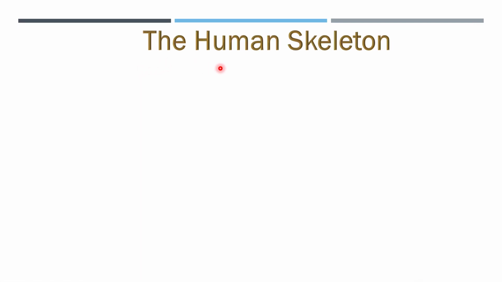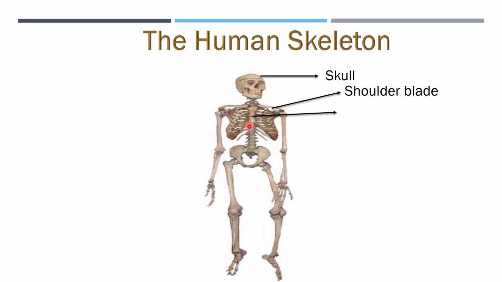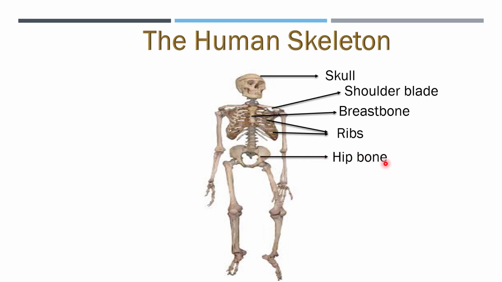Now, let's have a look at the human skeleton. The bone present on our head is called the skull. The bones present on our shoulder are called the shoulder blade. The bone present in the middle of our chest is called the breastbone. The bones protecting our heart and lungs are called ribs. The bone present in our hip is called the hip bone.